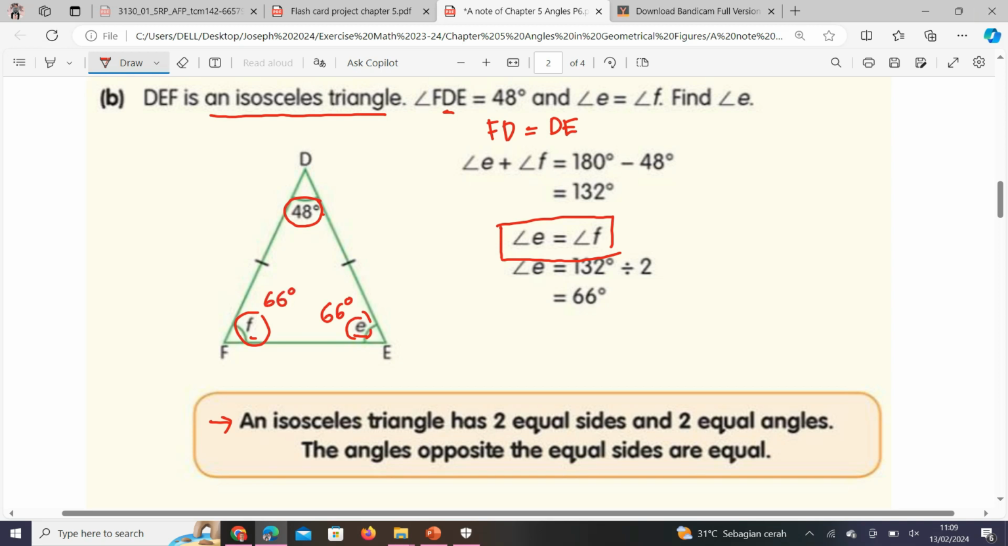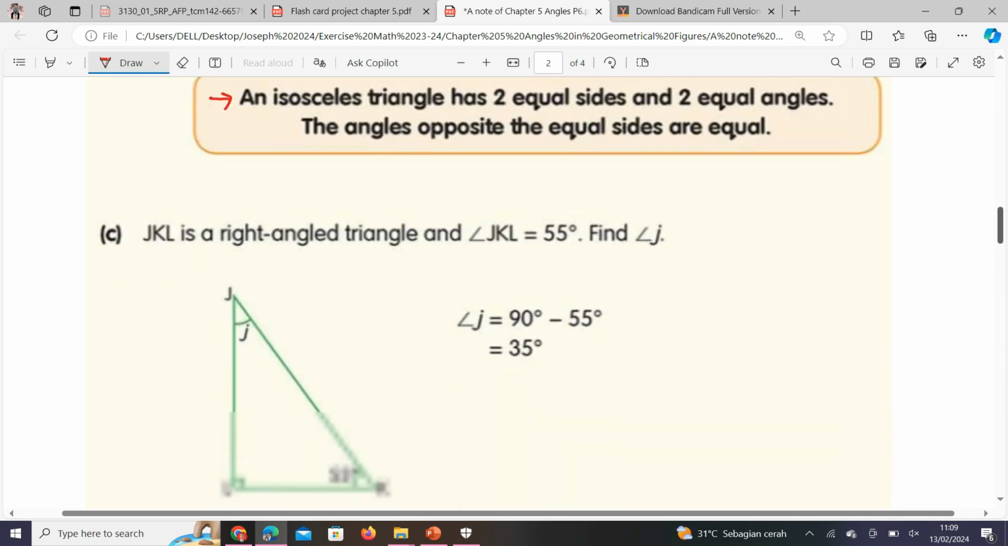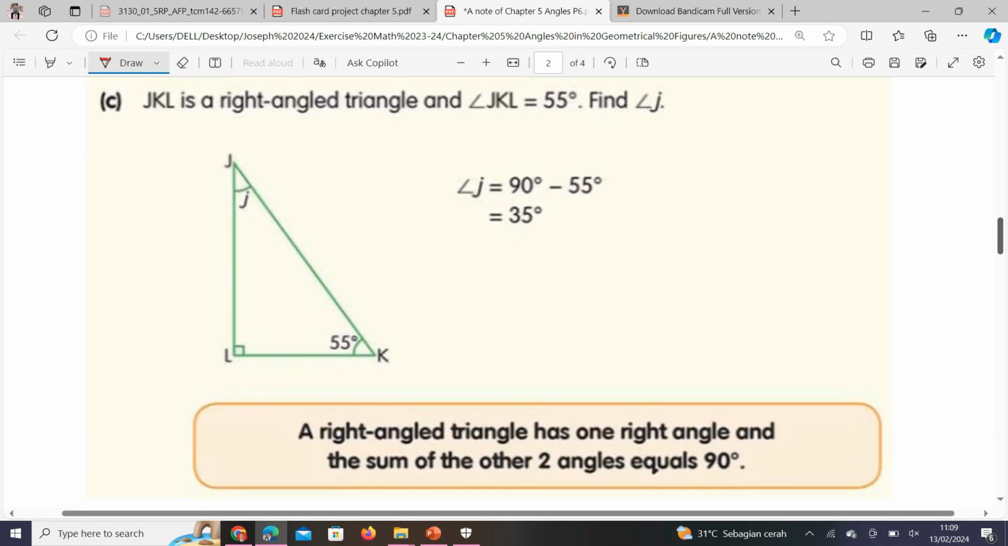Okay, now we go to question C. The law in question C, the statement, we learn about a kind of triangle, the right angle triangle. You may see from the question, JKL is a right angle triangle. The angle of JKL equals 55 degrees.